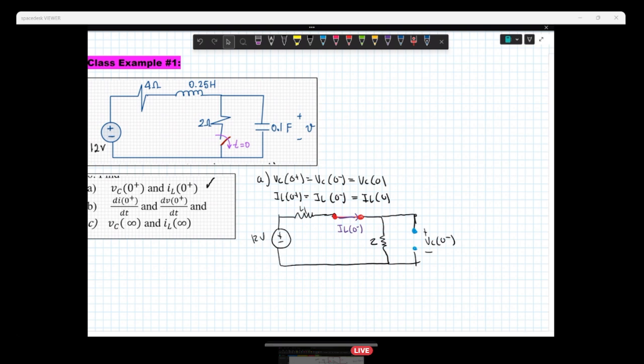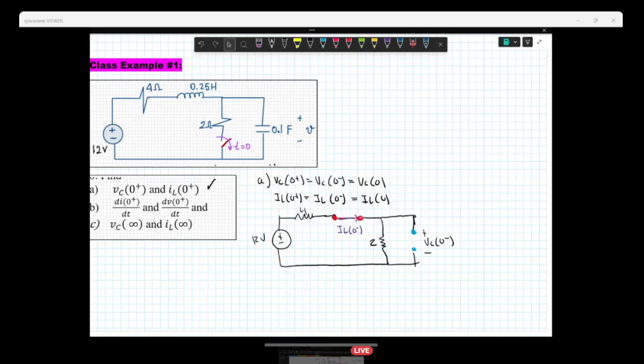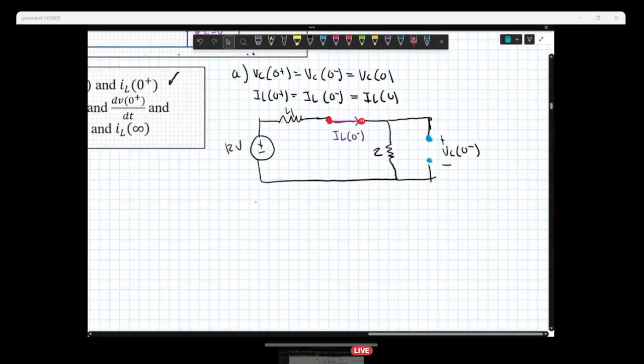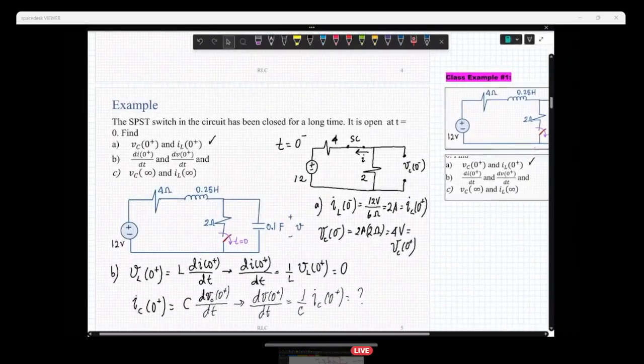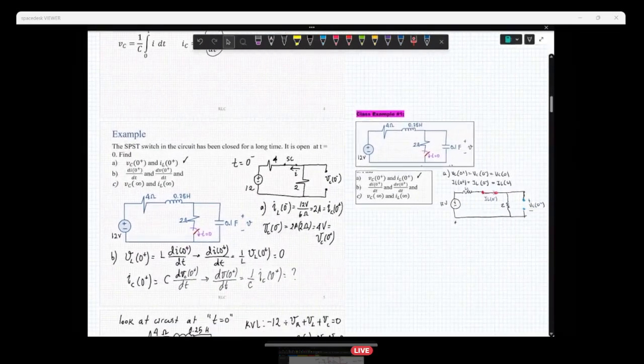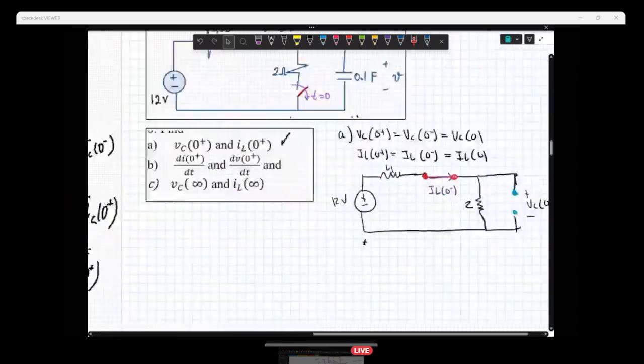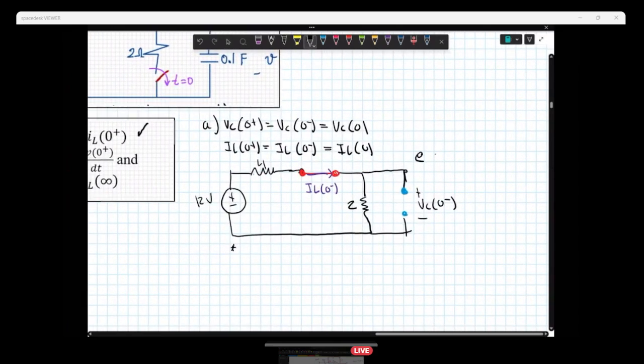We'll just do Ohm's law. Yep, you do Ohm's law. Which circuit is this? This is at t equals 0 minus, the one I redrew. Yeah, my bad. This is at t equals 0 minus. There we go. Thank you.